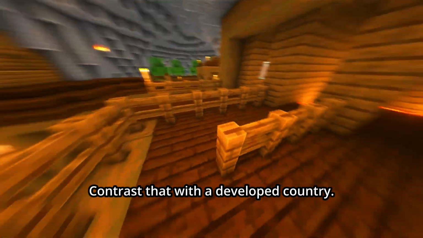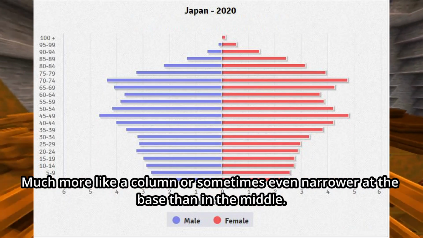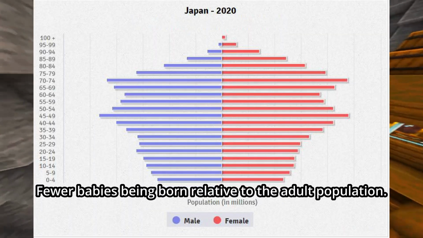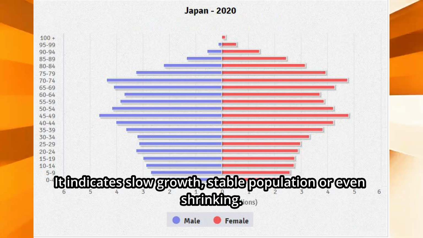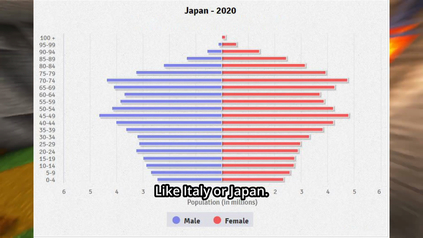Okay, contrast that with a developed country. What does this pyramid look like? Much more like a column, or sometimes even narrower at the base than in the middle. Fewer babies being born relative to the adult population, people living longer. It indicates slow growth, stable population, or even shrinking. Like Italy or Japan? Exactly.